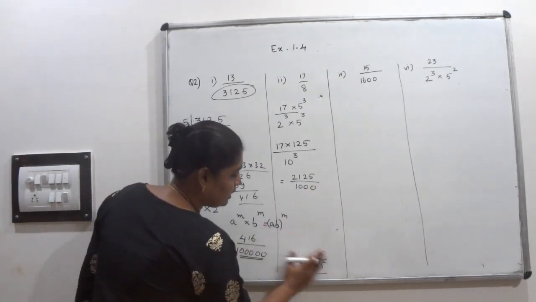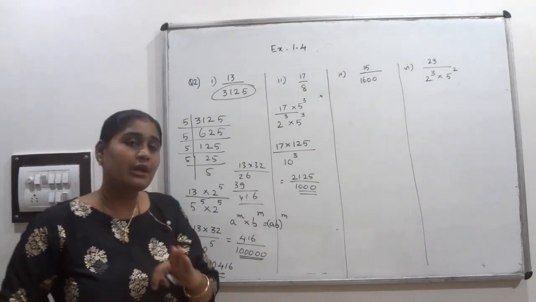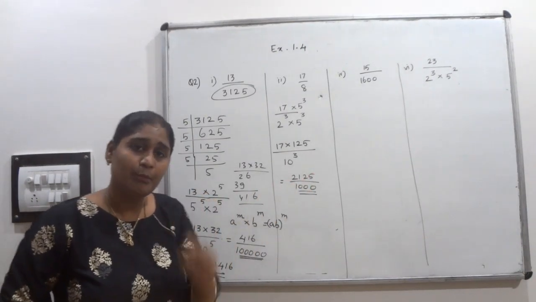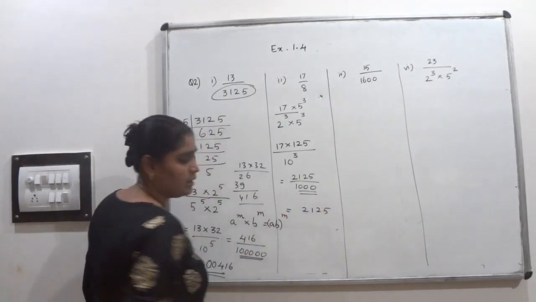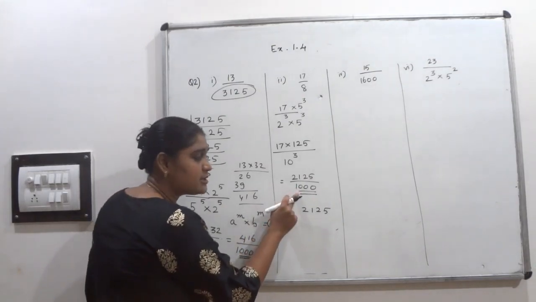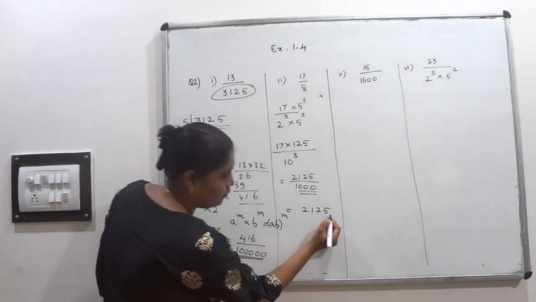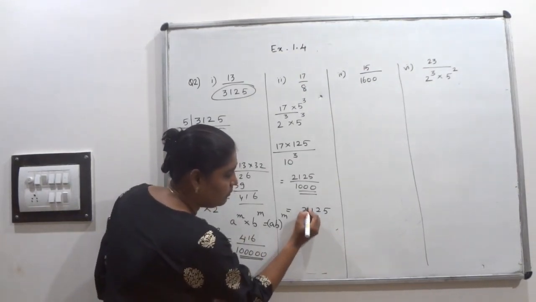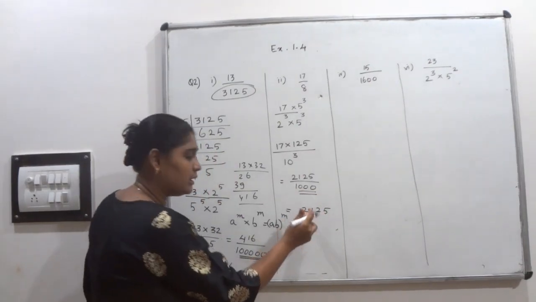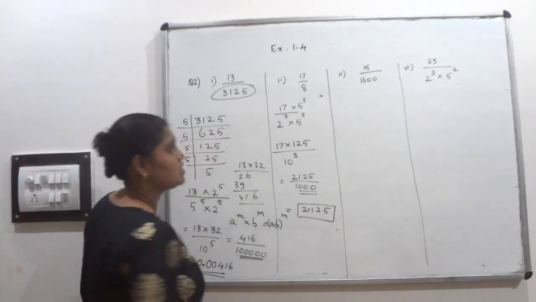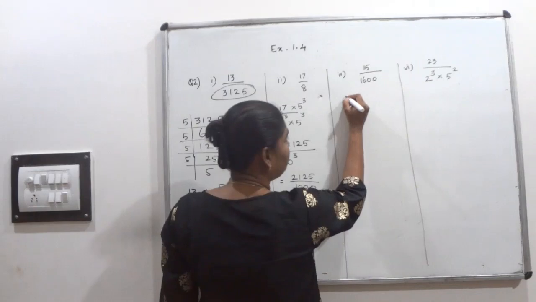Check the denominator. It has 3 zeros. That means I have to count 3 digits in the numerator and keep the point. I have written 2125 in the numerator, and I have to count 3 digits from the last: 1, 2, 3. Then keep the point, because I have to count only 3 digits. This is the decimal expansion for 17 upon 8. Go for the third one.